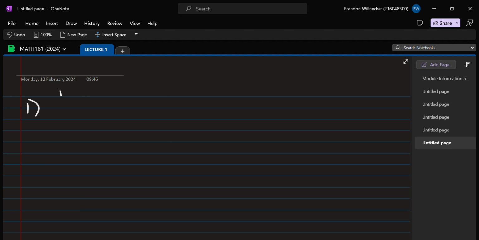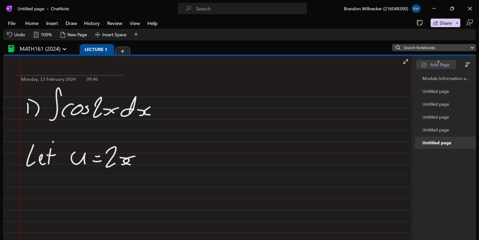Okay, so let's go through number one. This was the integral cos 2x dx. Same thing as we did for those other cases. We look at the outside function and the inside function. The outside function is cos of something. The inside is 2x, so we let u be 2x. We've got u as 2x, now we need du. Du will be 2 dx. We don't want 2 dx, we want dx, so we need to divide by 2.